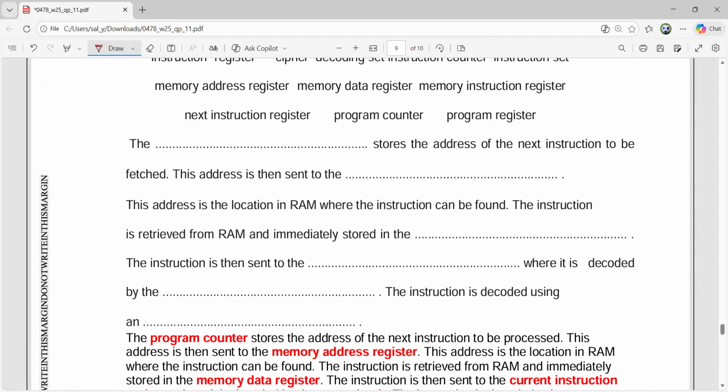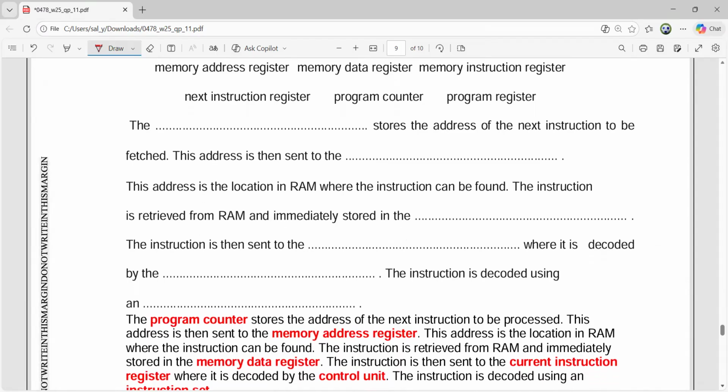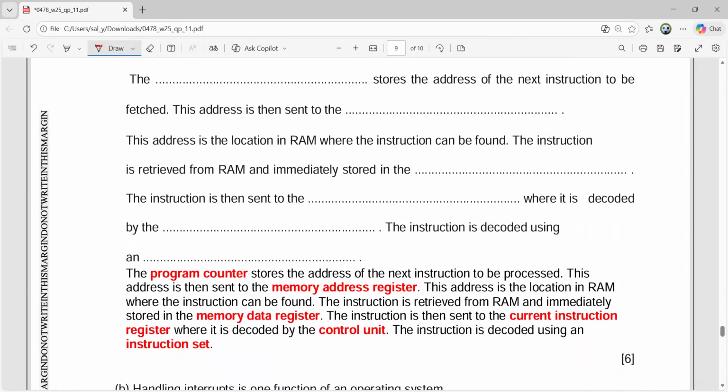This address is then sent to the memory address register. This address is the location in RAM where the instruction can be found. Instruction is retrieved from RAM and immediately stored in the memory data register. Instruction is then sent to the CIR, or current instruction register, where it is decoded by the control unit. The instruction is decoded using an instruction set.